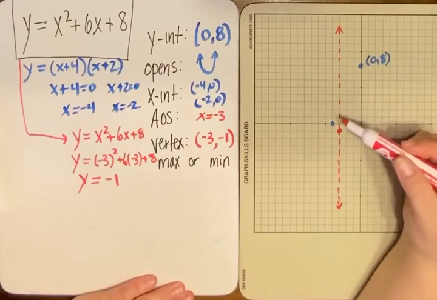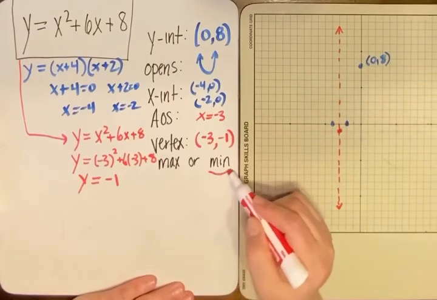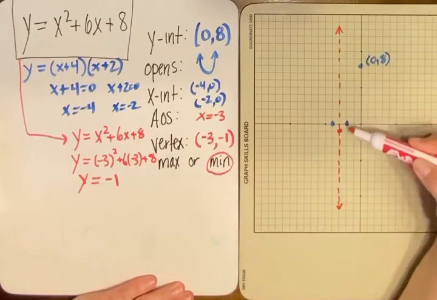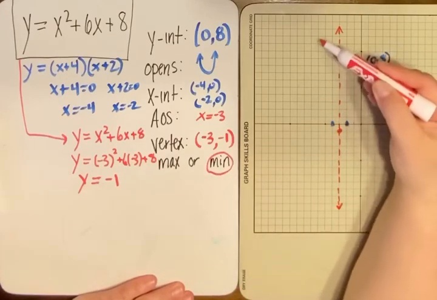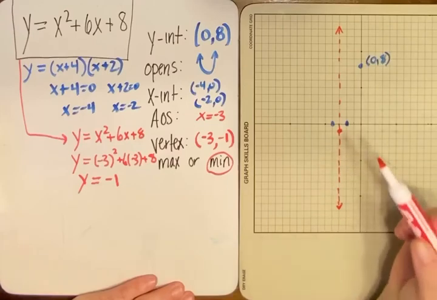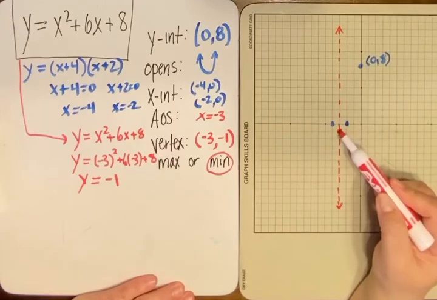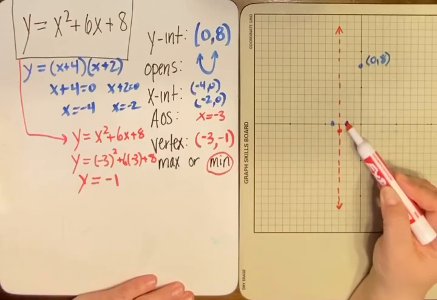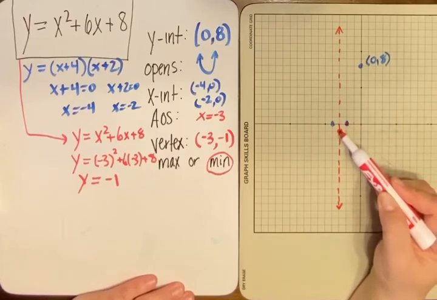We can see that our vertex is going to be a minimum point because our parabola is going to open up. Let's practice just like we did in class. Put your pencil on the vertex. Go to the right one, go up one. There's our point. Put your pencil back at the vertex.